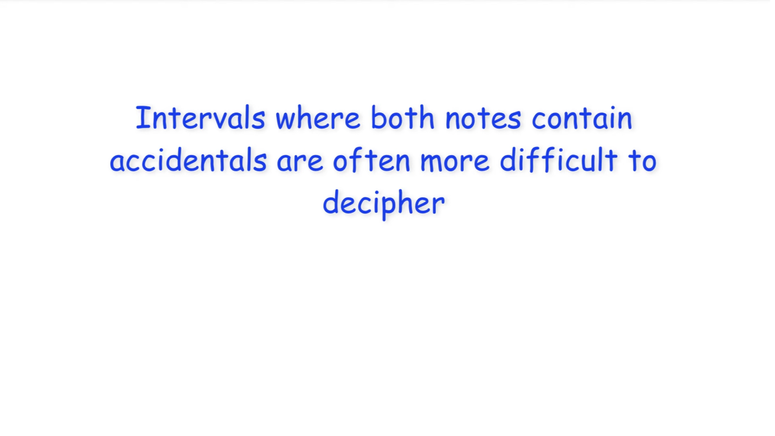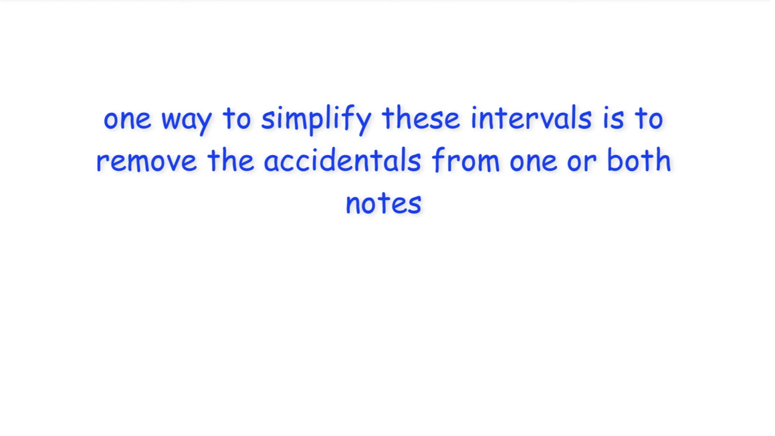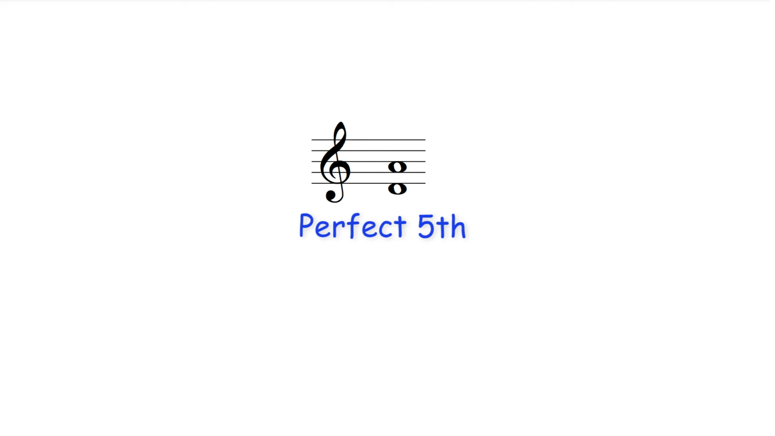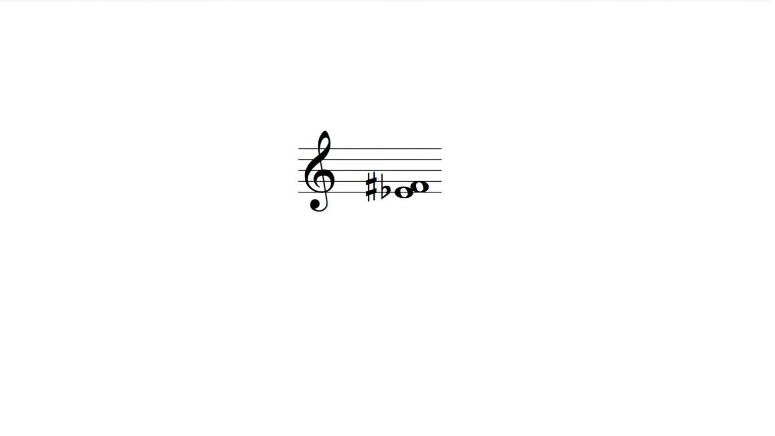Intervals where both notes contain accidentals are often more difficult to decipher. One way to simplify these intervals is to remove the accidentals from one or both notes. For example, here, removing the flat leaves a perfect fifth between the notes D and A. Because the addition of the flat increases the size of this perfect fifth, the interval D flat to A is an augmented fifth. In this interval also, removing either the flat or sharp leaves a major second. In both instances, therefore, the accidentals increase the size of the major second, thereby creating an augmented second.